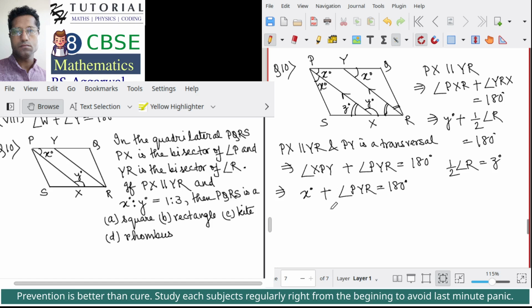The ratio of x is to y is given as 1 is to 3. So definitely we must find the value of x and y. How can we find x and y? Angle R, z. Also we can see that z degree is equal to 180 degree minus y degree.